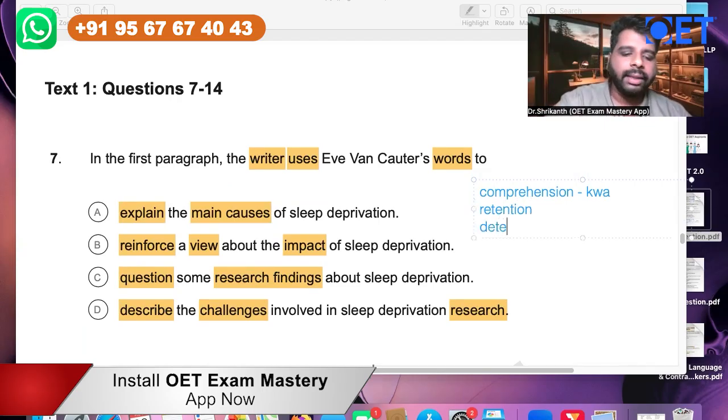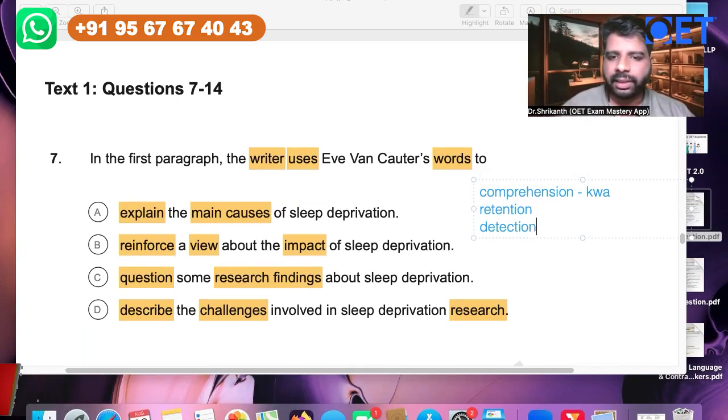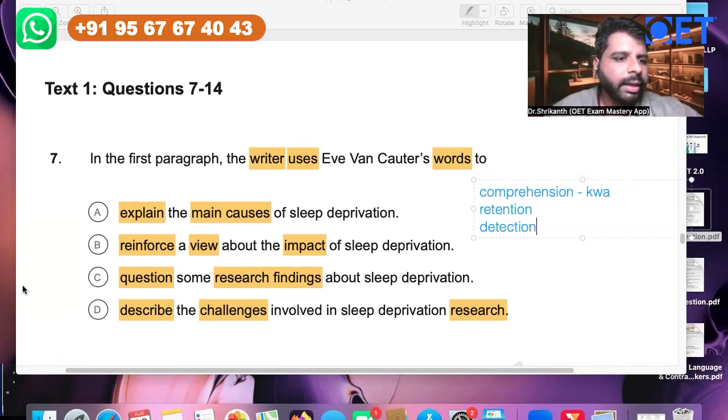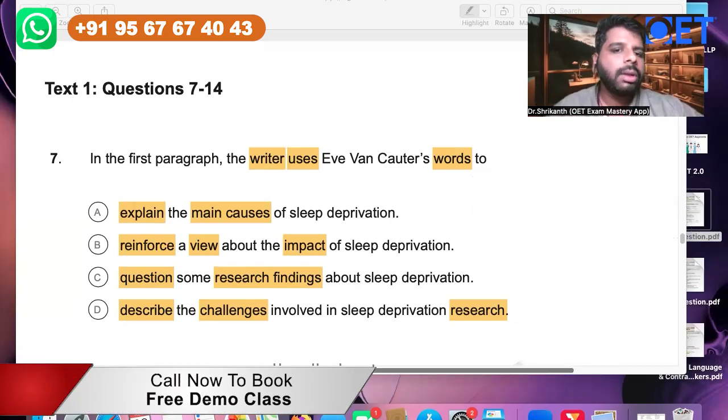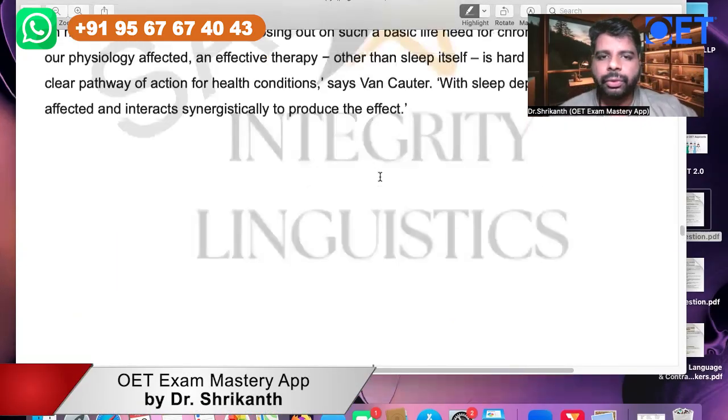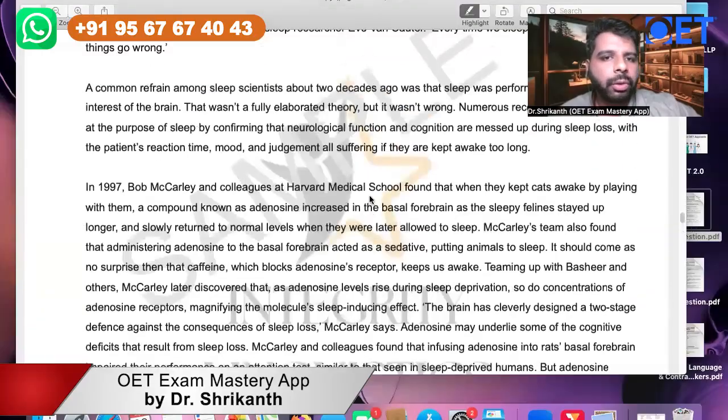And then you should go and detect the answer. So now you have to be a detective. Just like a detective in a crime investigation scene, you have to go there and detect the correct answer. And we have 4 answer options. If choosing the correct answer option is difficult, then just focus on eliminating the incorrect answer options. Now let me give you one small tip over here. The question is he is using E1 Cotter's words. So just focus on E1 Cotter's words over here.